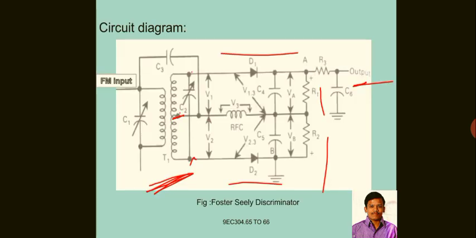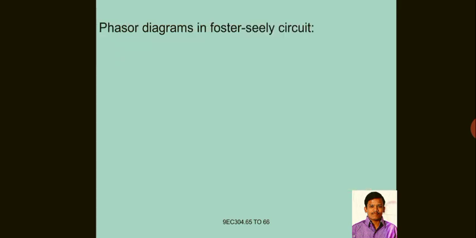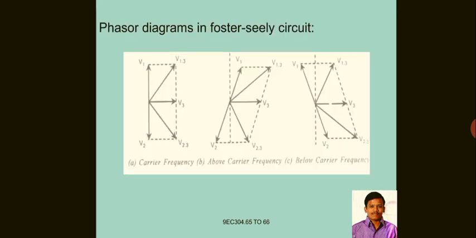Now if you look at the diagram, this V3 will be equal to V1.3 and V2.3. So these are the 1.3, 2.3. So based on that, V3 we will get. So that is drawn in this one. So this is exactly, so that one is the carrier frequency.